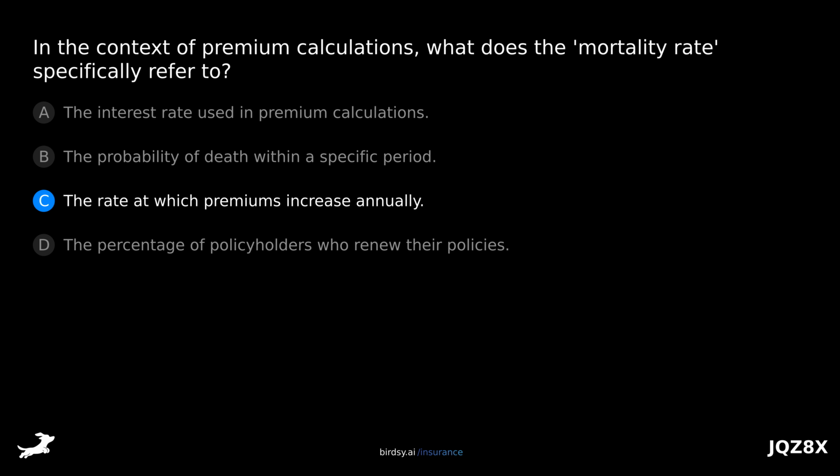C, the rate at which premiums increase annually? Or D, the percentage of policyholders who renew their policies? The answer is B, the probability of death within a specific period.